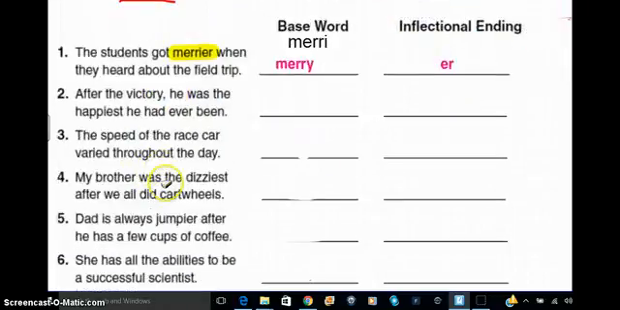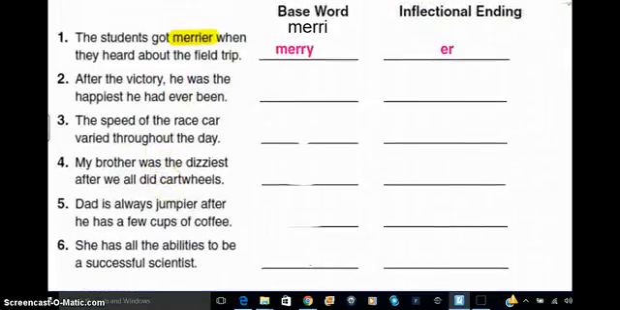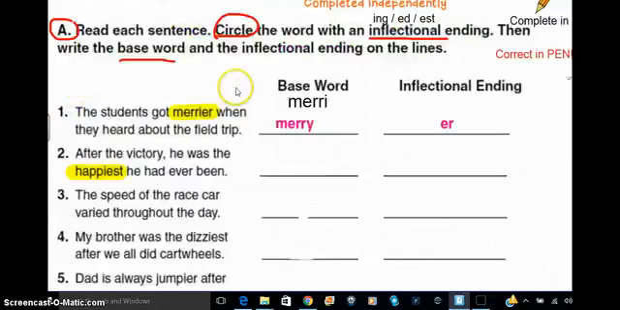Okay. So what we're going to do is we're going to try one more. So let's try it again. After the victory, he was the happiest he had ever seen. He had ever been. Sorry. The word is happiest. Okay. So now it says, oh, I guess you're supposed to circle the word, but Miss N highlighted. So I guess you can just circle or highlight. Miss N is not going to be too worried.